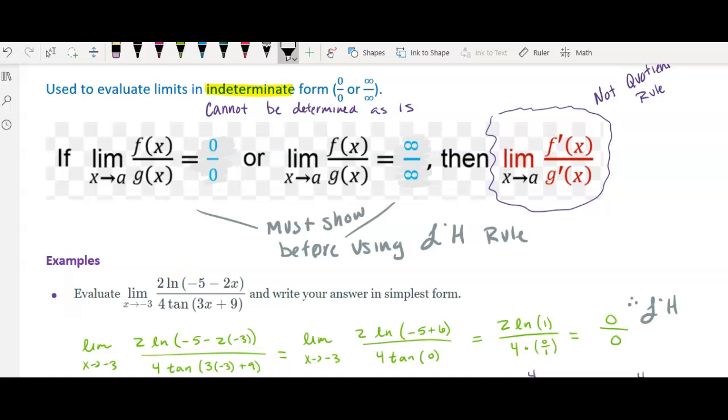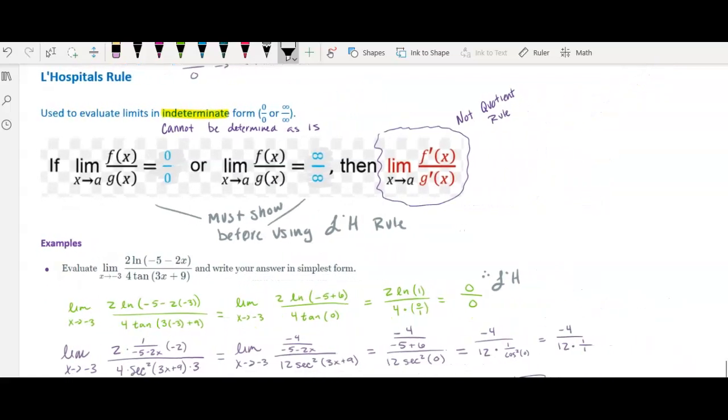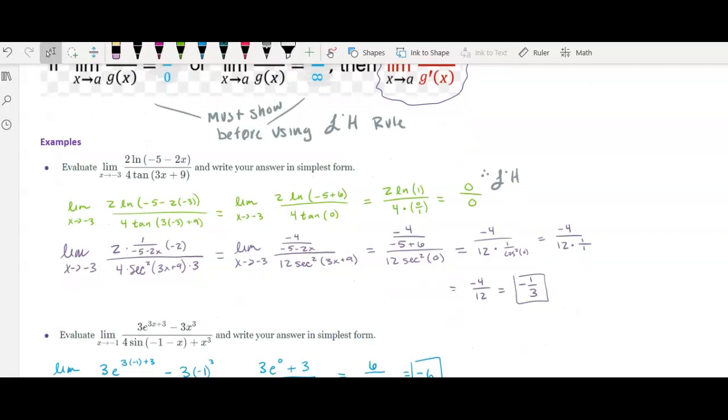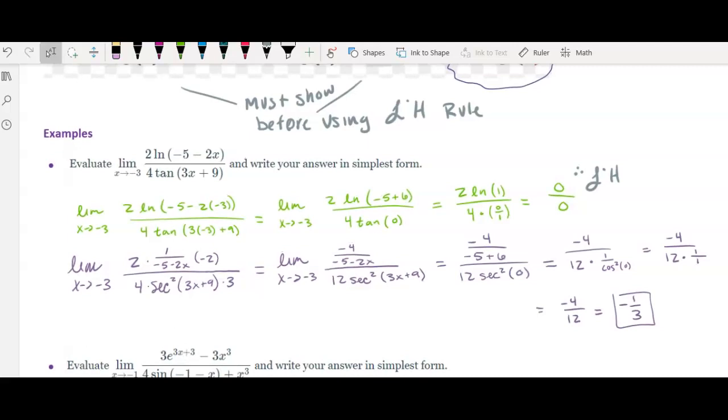then the limit as x approaches a is the derivative of the top function divided by the derivative of the bottom function. So notice this is not the quotient rule. It's just the derivative of the top divided by the derivative of the bottom. Before you can use L'Hopital's rule, you have to prove that it's in indeterminate form. So this step right here cannot be skipped. You have to show that it's in indeterminate form before you can take the derivative of the top over the derivative of the bottom and then evaluate.